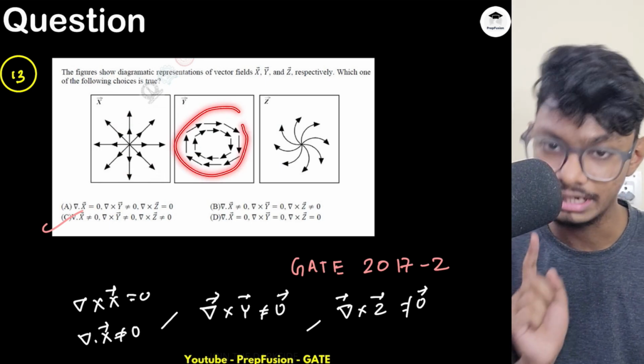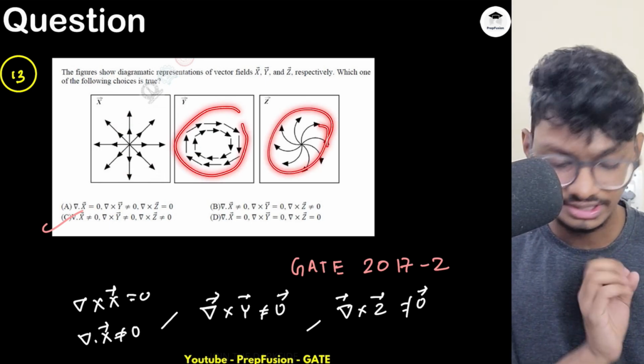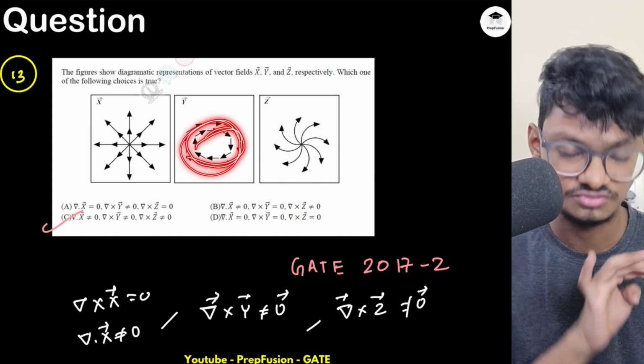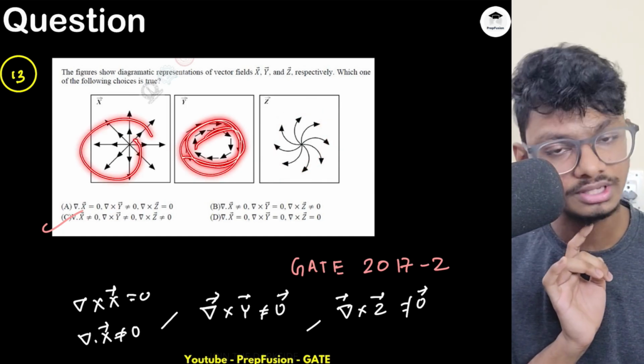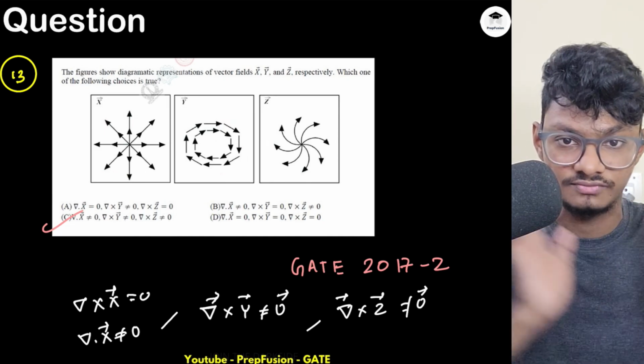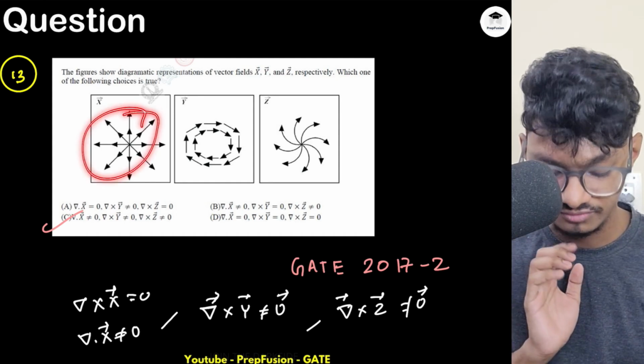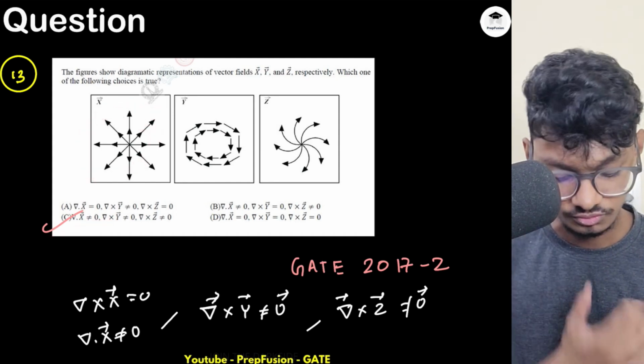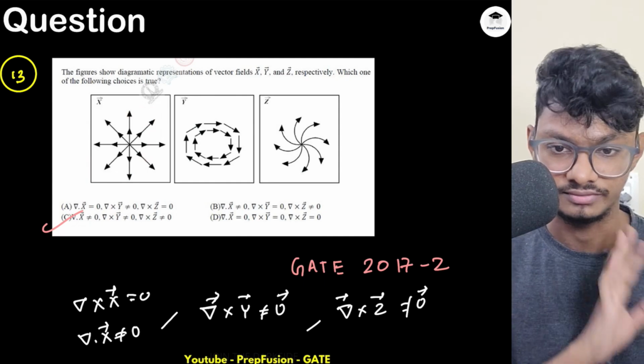So this will be 0. Del dot y will be 0. Del dot z I cannot comment. Del dot y will be 0, because this is forming a loop simply. Okay, this is not forming a loop. This is acting like a source, so this is giving some fields. So this divergence will not be 0. I hope you know the significance of divergence and curl.